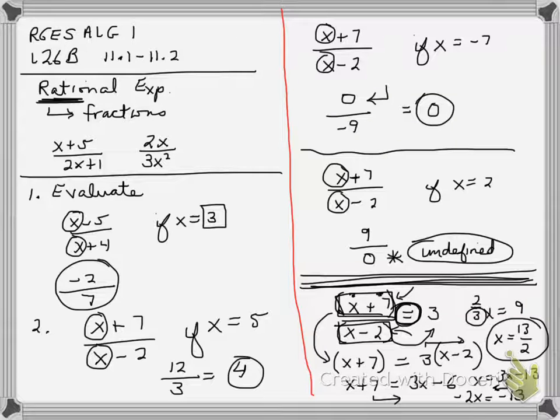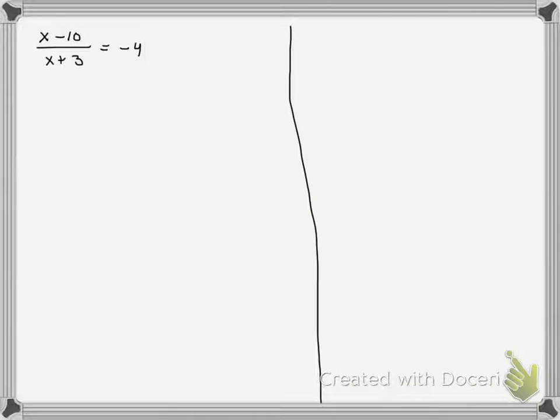So let's go ahead and do another one like that. Okay, let's solve this again. Remember this, I'm going to solve by taking the denominator to the other side. Think of it as a grouping, so it's going to have parentheses around it.